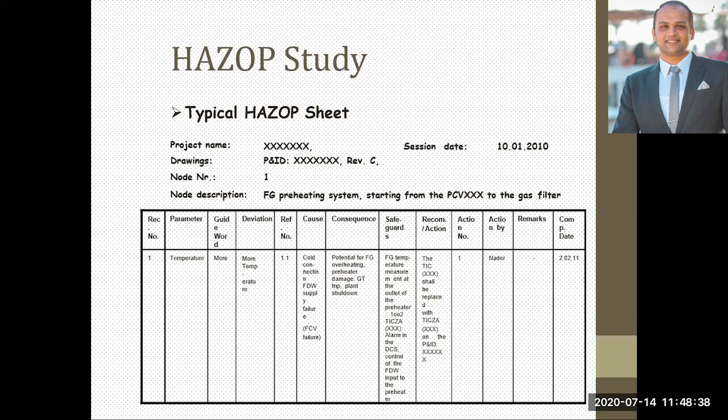I don't know if you are aware of that or not, but the piping and instrumentation diagram is used as the tool to facilitate the hazard identification. Then they mention the causes, consequences, safeguards, and then any recommendations out of the discussion. It's a more structured way because you cannot lose anything.